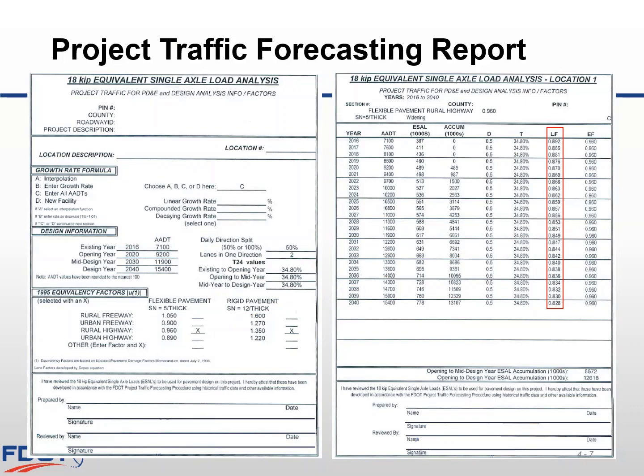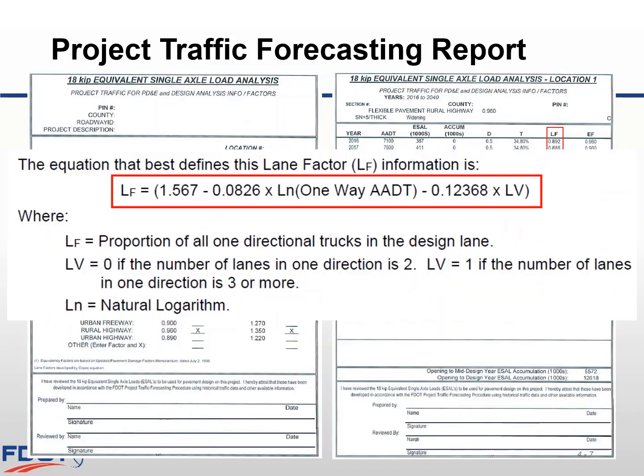And to check the lane factor, you'll need the equation that's found in Appendix D of the Flexible Pavement Design Manual, just underneath Table D2. The lane factor is the proportion of the one-directional trucks in the design lane. As you can see here, there are two variables in this equation, the one-way AADT and a factor called LV. The one-way AADT will come from the traffic report, and the LV variable is a factor that accounts for the number of lanes in one direction.